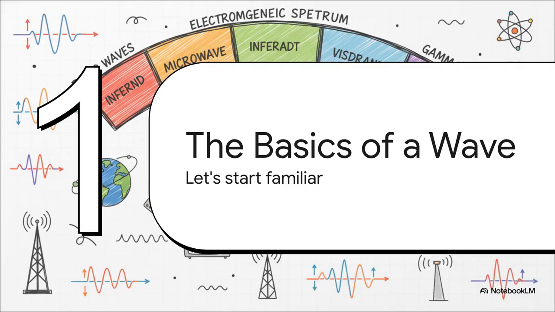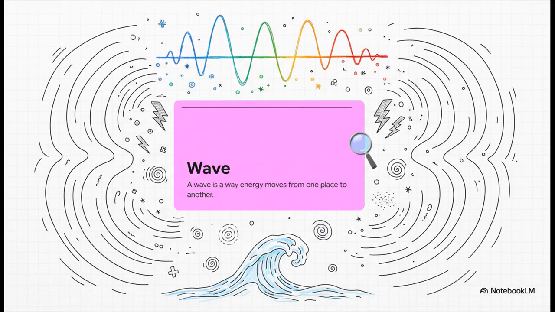So to really get how your phone gets a signal from that tower, we have to zoom way, way out and start with the simple, familiar idea of a wave. Okay, this is the most important part, so remember this. A wave is not about moving stuff, it's about moving energy. It's basically a disturbance that travels, carrying energy with it from point A to point B.